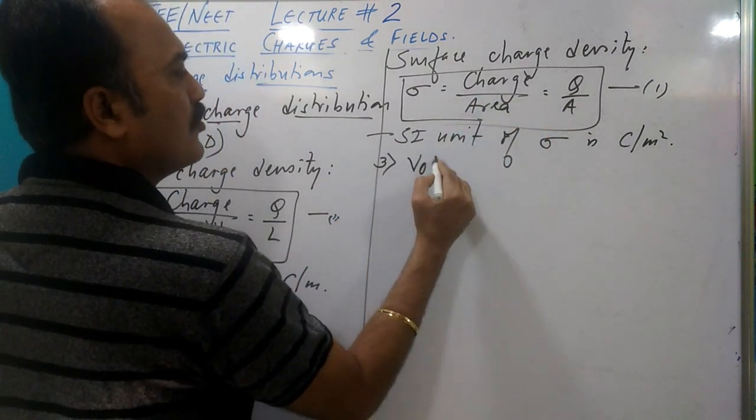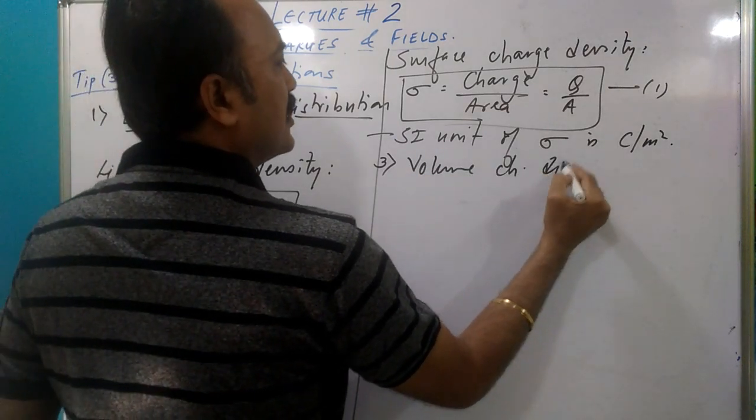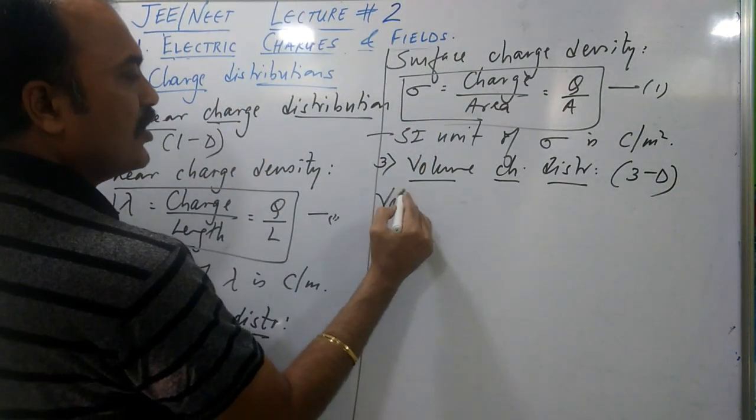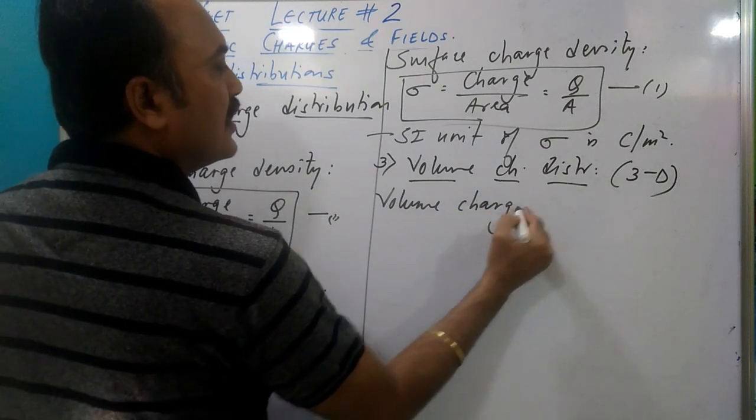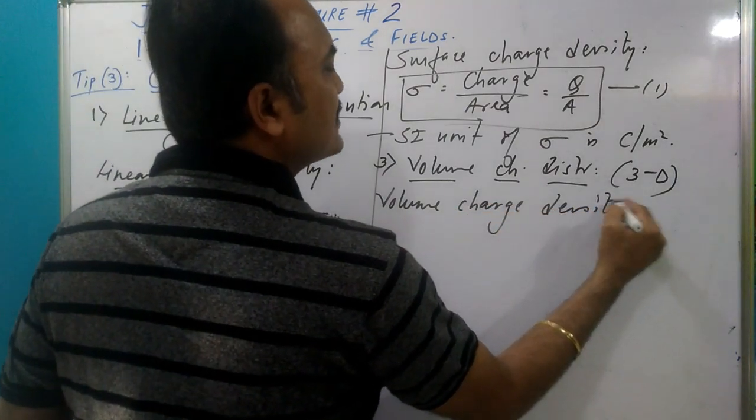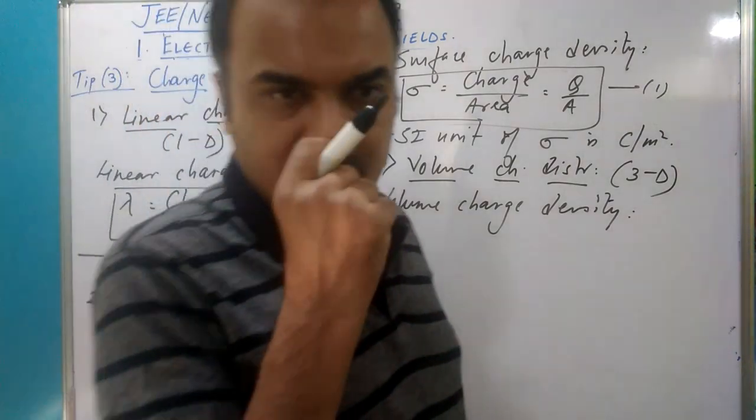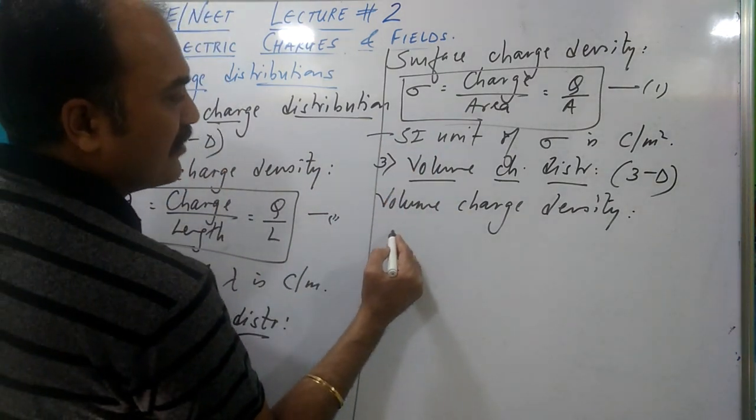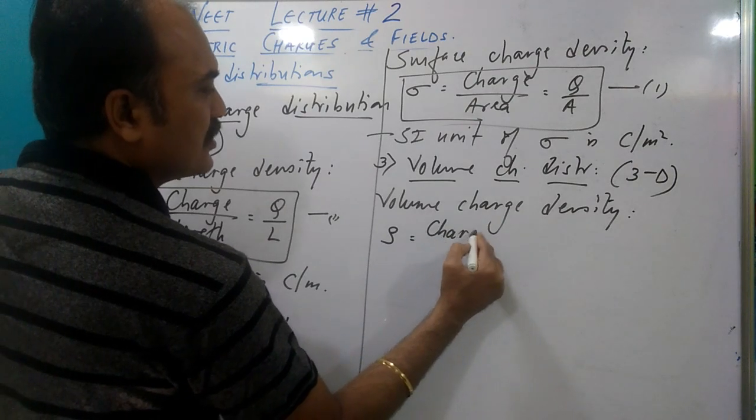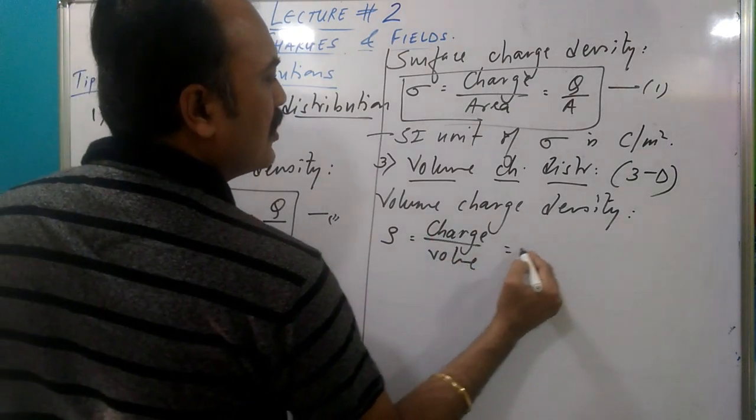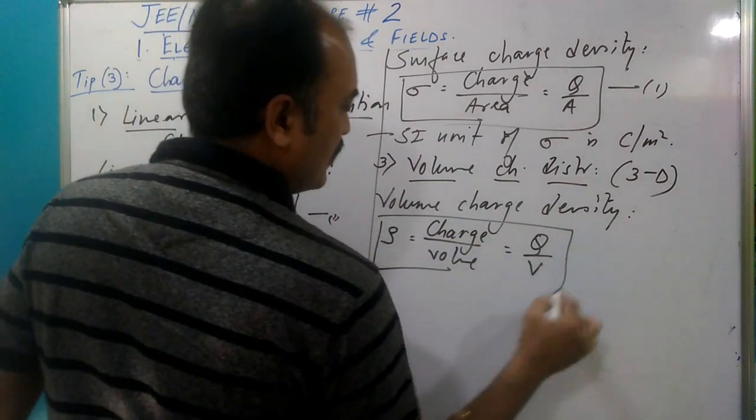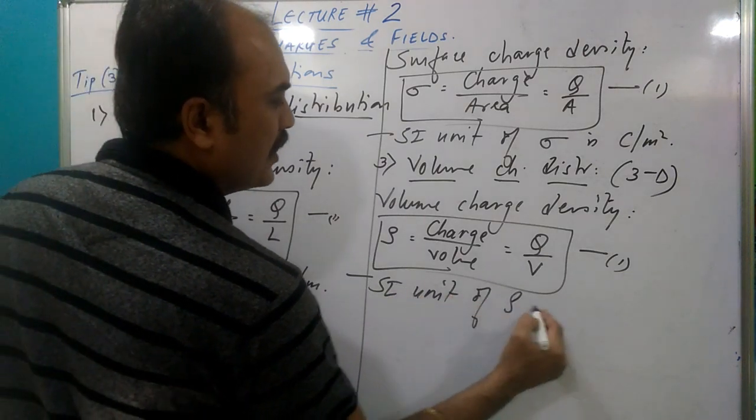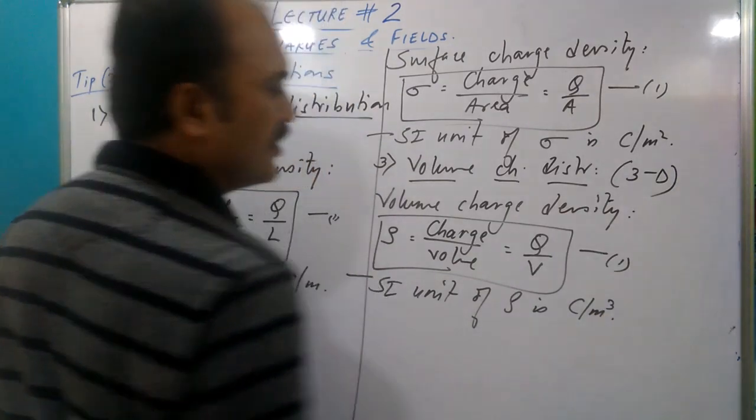And the third is volume charge distribution. No doubt this is three-dimensional. For it we define volume charge density, which is nearly similar to the mass density that we've always defined. You know, mass density rho is mass per unit volume. Here same, volume charge density rho is charge per unit volume, which is Q by V, and the SI unit of rho is coulomb per meter cube.